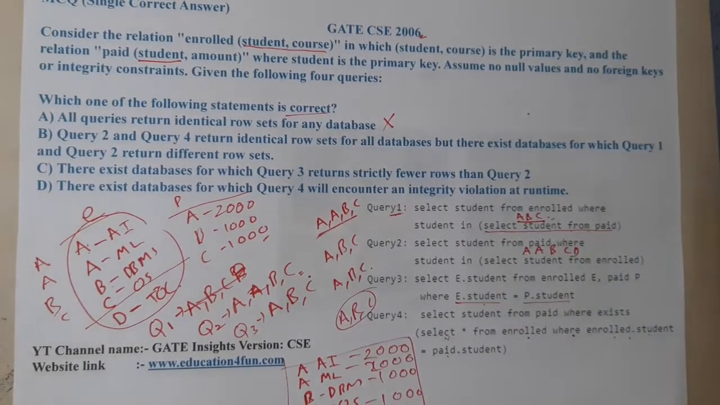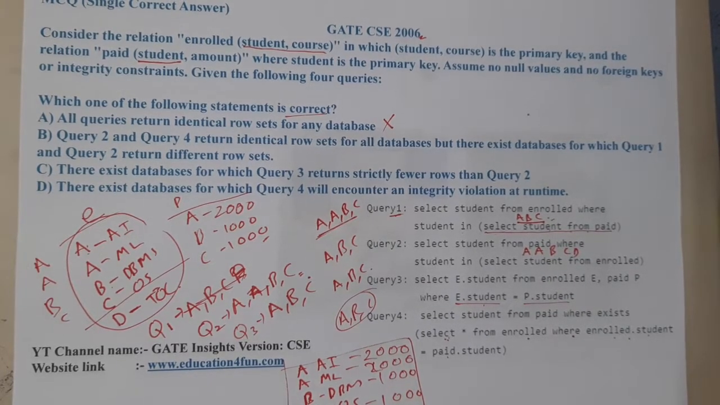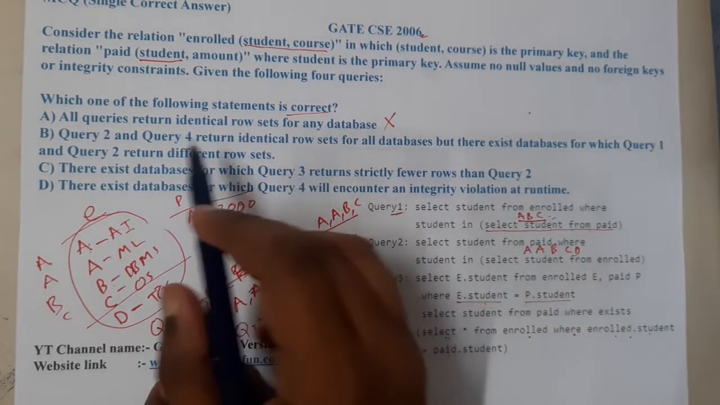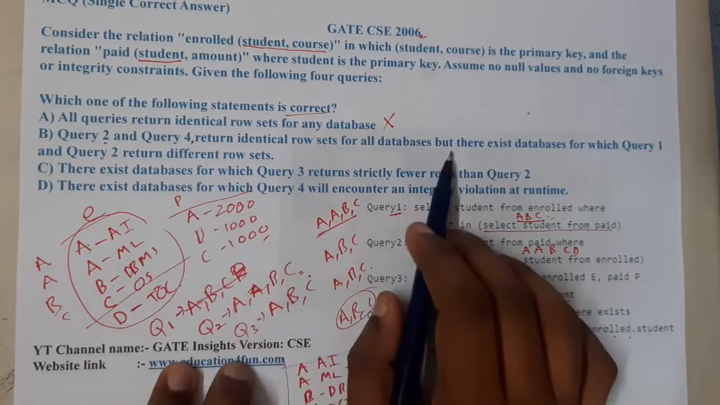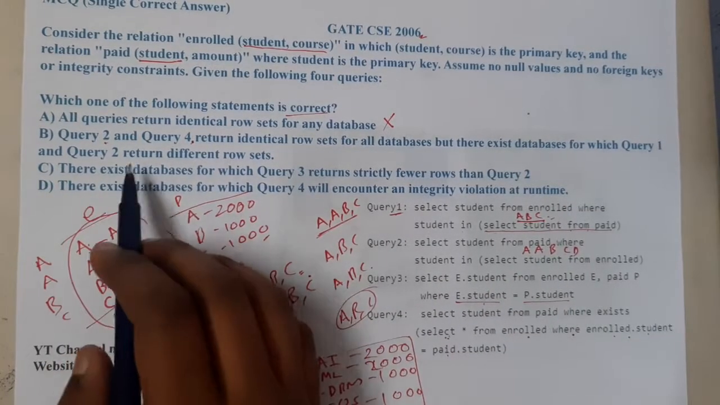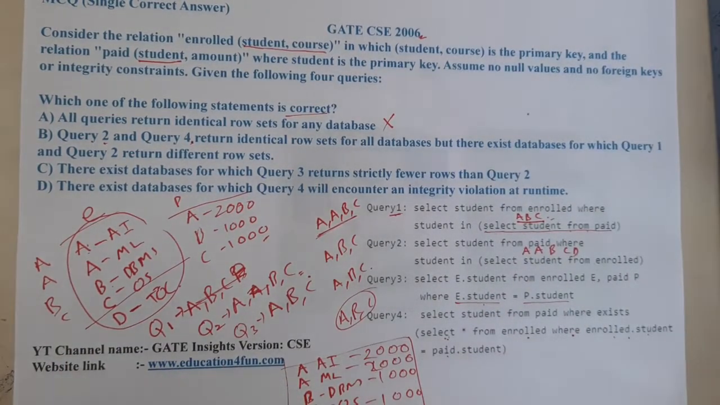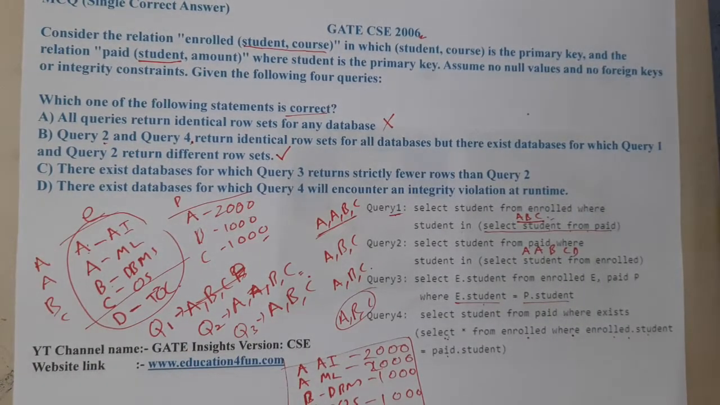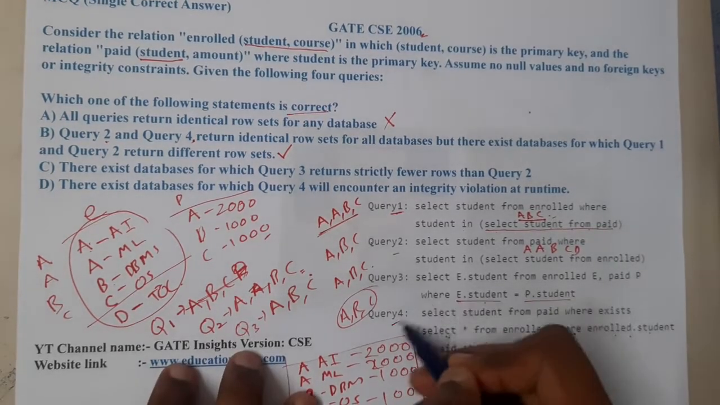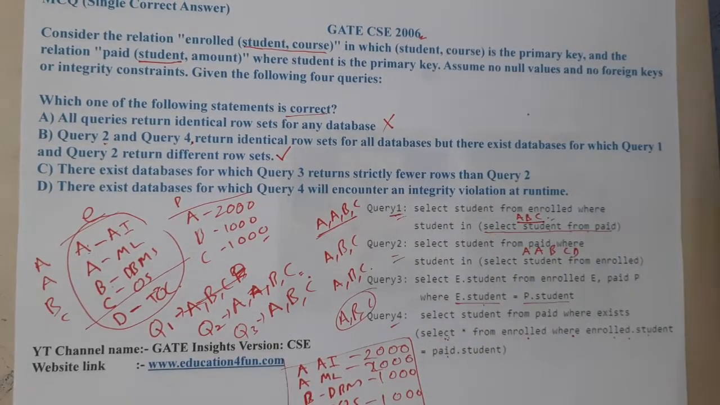Okay, so now moving on to B. B says that query 2 and 4 return identical rows for all databases, but there exists a database for which Q1 and Q2 return different rows. Query 1 and 2 will also not match, guys. To be clear, queries 2, 4 as well as 3 will give the same results. Yes, but there exist databases for which query 1 and query 2 return different rows. So this statement might be true, because they are comparing query 2 and query 4, which exactly match, and query 1 and query 2 give different results. Yes, that could be the correct answer.